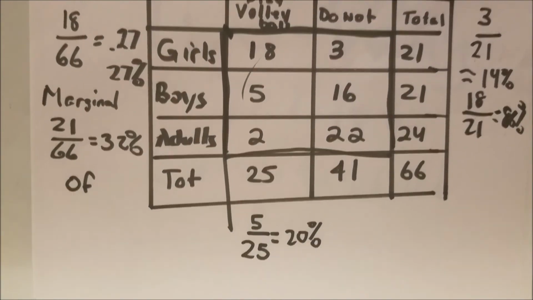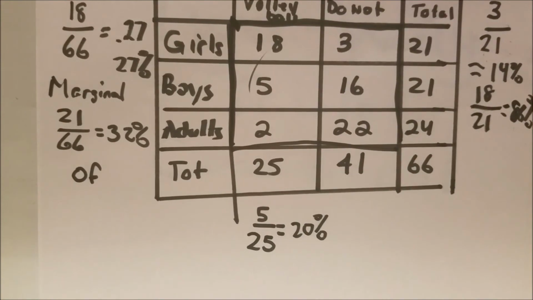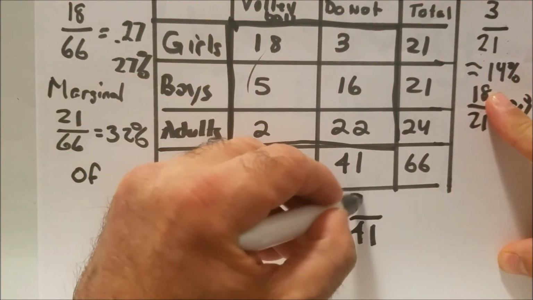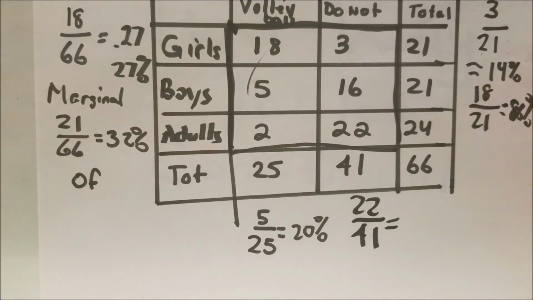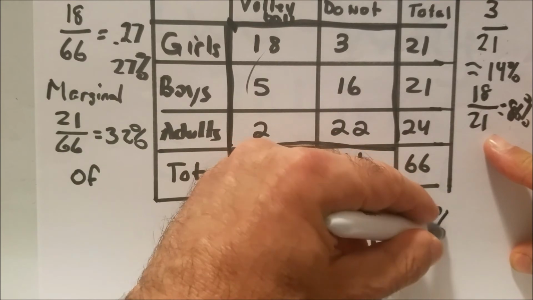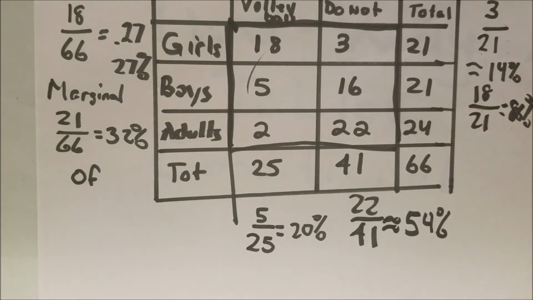So here's one for you. Of those who do not play volleyball, what is the conditional relative frequency of adults? Again, 41 do not play, and there are 22 adults. That's about 54%, and we should use the squiggly line if we're saying about.